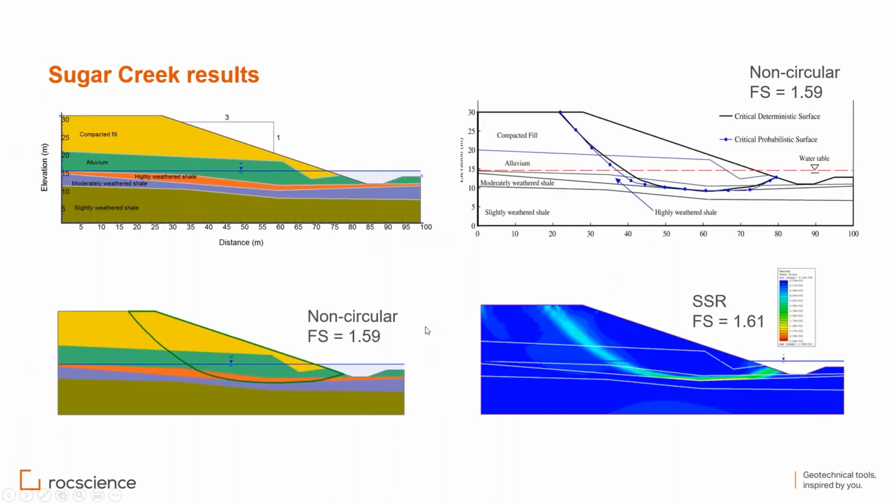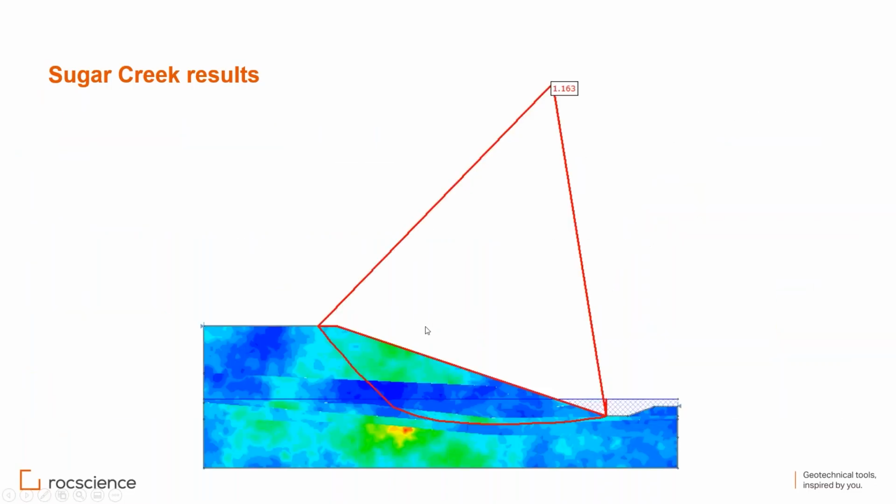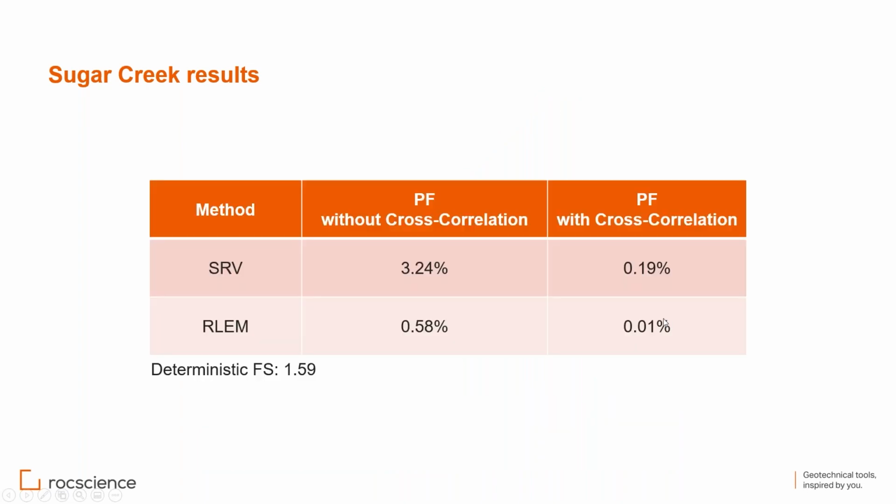So this is the model. This is one of the examples of the 2D failure surfaces. And here is a little bit, we started with talking about practical application and stuff. So for this model, deterministic factor of safety is 1.59.